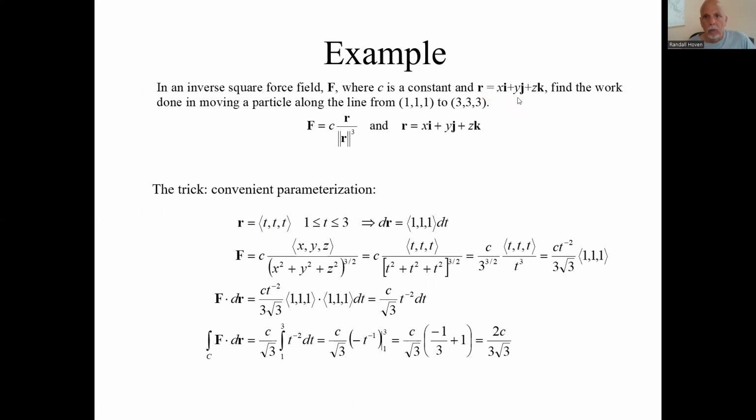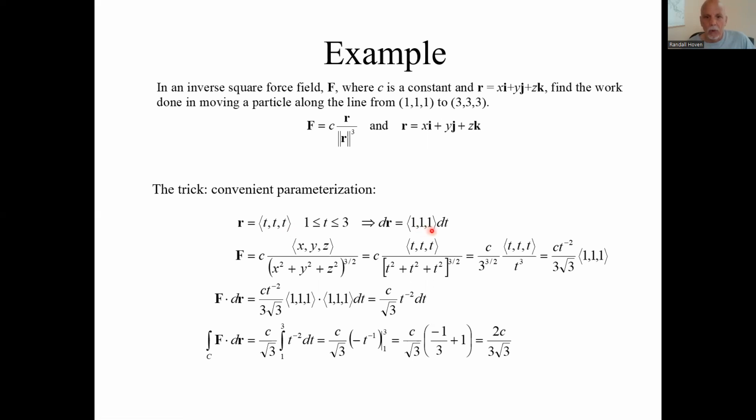But they give you the R. Well, R is always X, Y, Z. And it says, here's the vector field. And here's the path. It's a straight line from the point 1, 1, 1 to 3, 3, 3. Well, we're lucky because the easy parameterization is T, T, T, and let T go from 1 to 3. Let R just be equal to T, T, T. And T goes from 1 to 3.